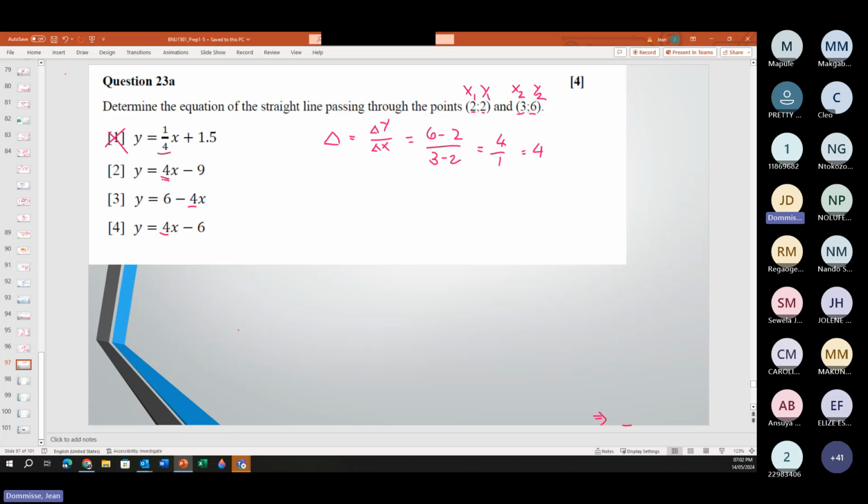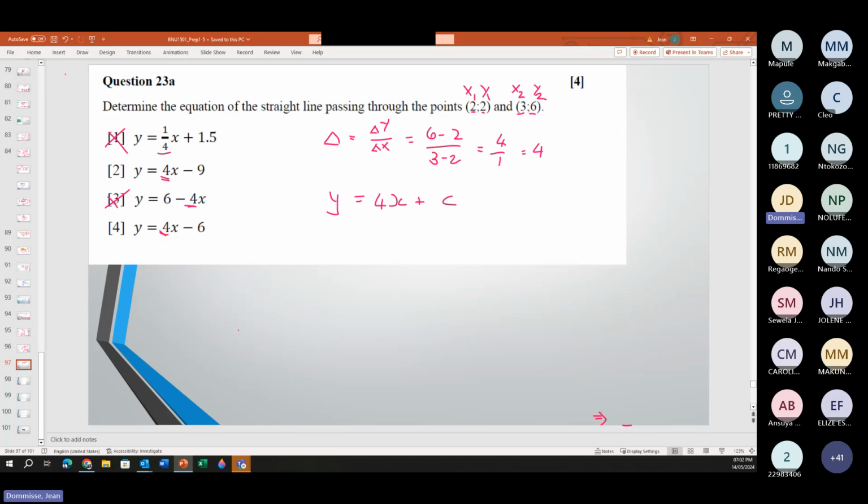Okay, so that slope is a quarter. Not interested. That slope is minus 4. Not interested. That slope is 4. Okay, so if we needed to guess, you guess out of 2 options. But at the moment, our equation is looking like this. Y is equal to 4x plus c.